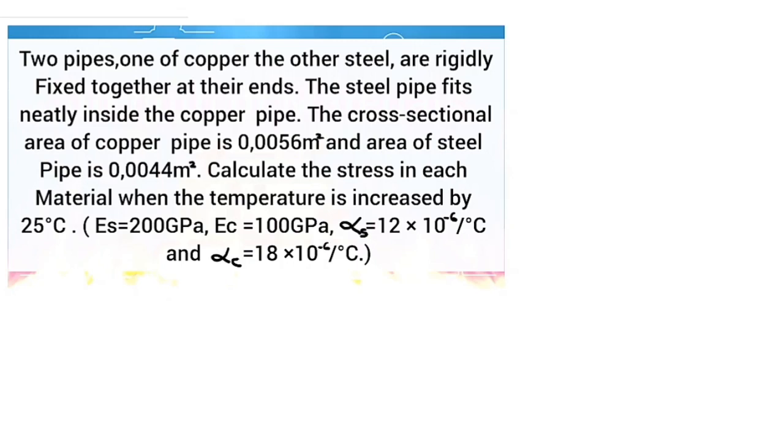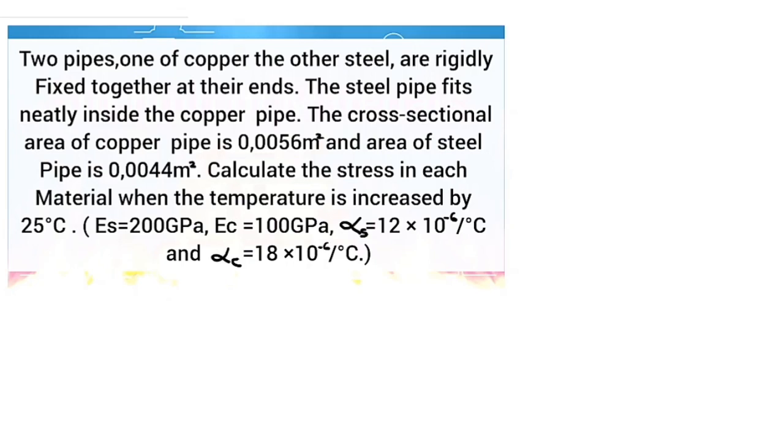The cross-sectional area of the copper pipe is 0.0056 meters squared, and the area of the steel pipe is 0.0044 meters squared. Calculate the stress in each material when the temperature is increased by 25 degrees Celsius. We're given the Young modulus of the steel pipe as 200 gigapascal and the Young modulus of the copper as 100 gigapascal. Then we're given the coefficient of expansion of the steel and of the copper.